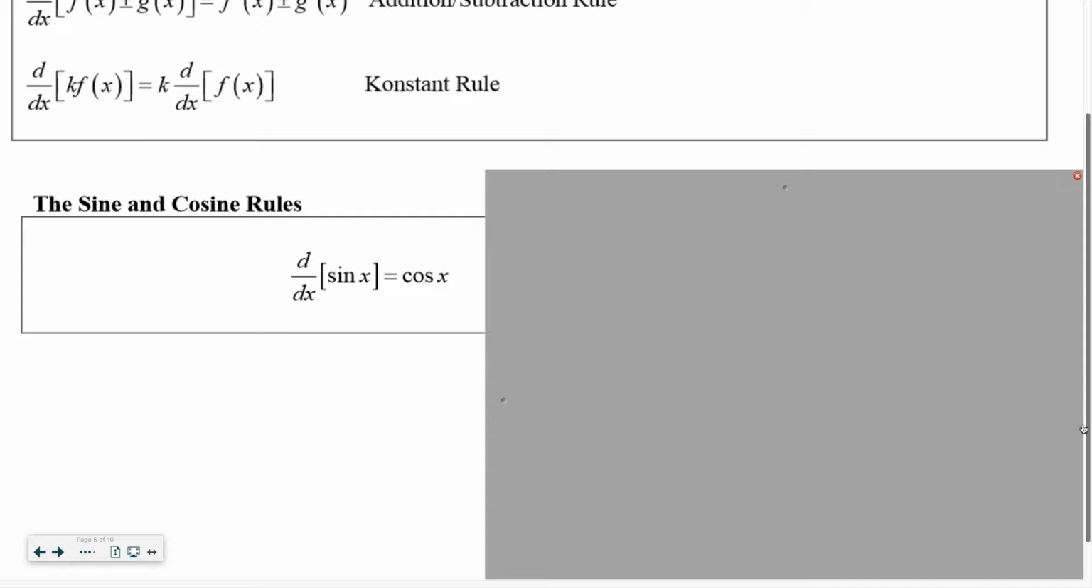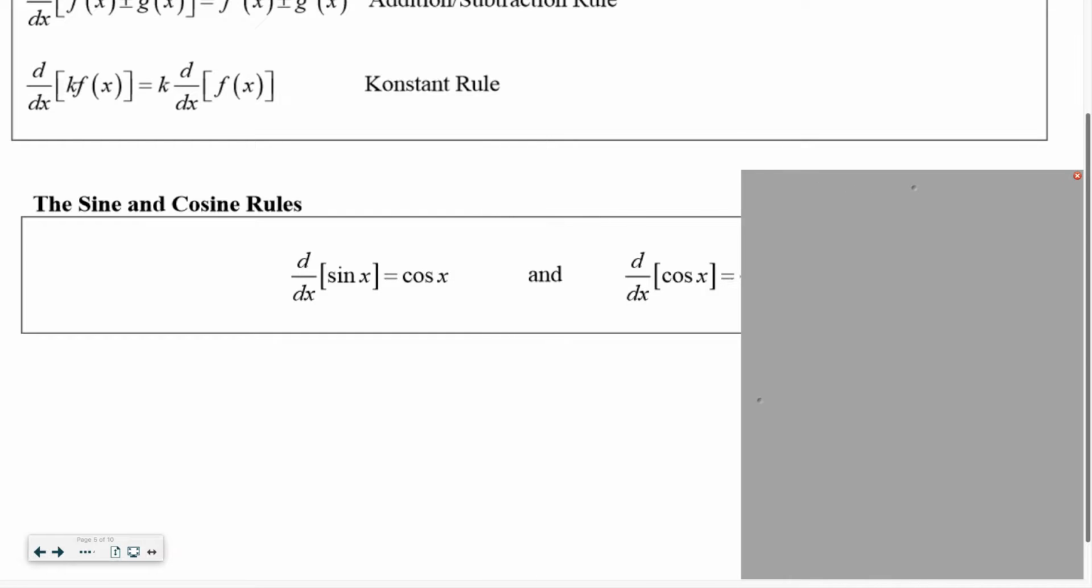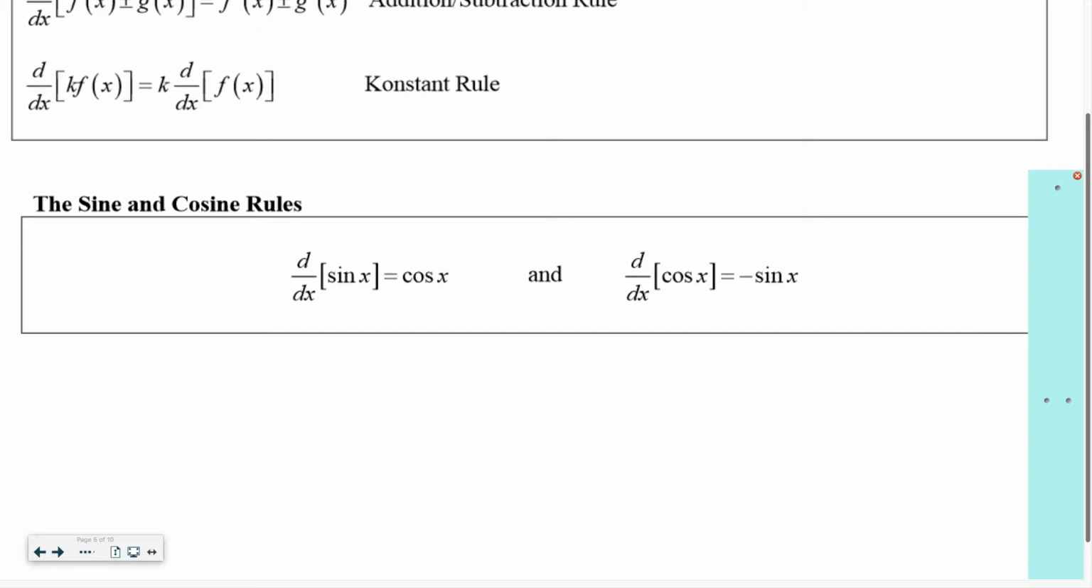What do you think the derivative of cosine is? So close. Negative sine. The derivative of cosine is negative sine. Did I teach you something new today? Oh, you knew that today.